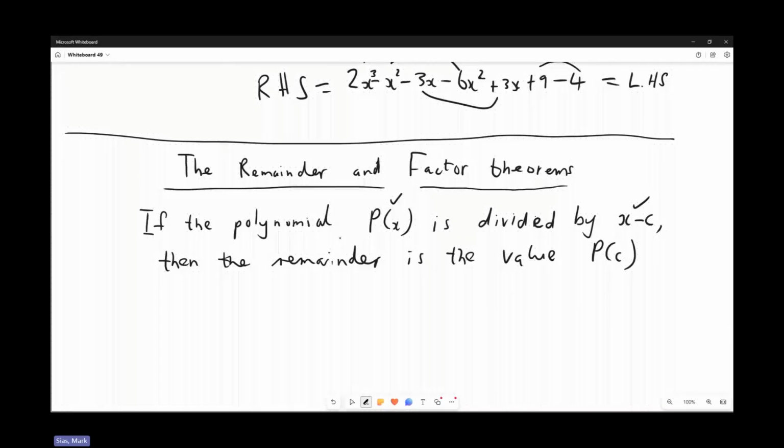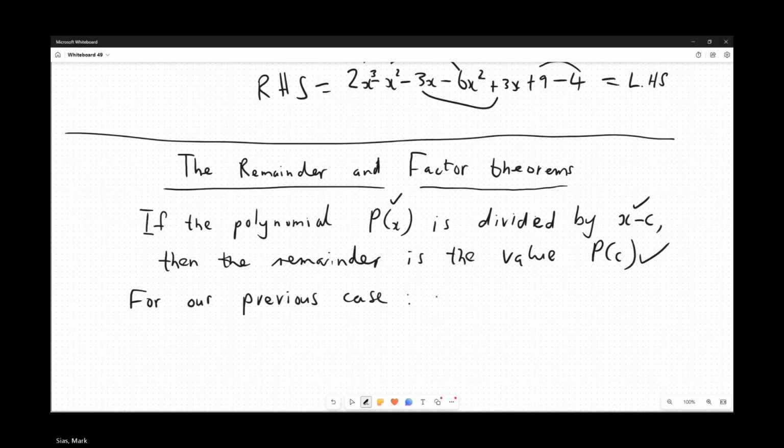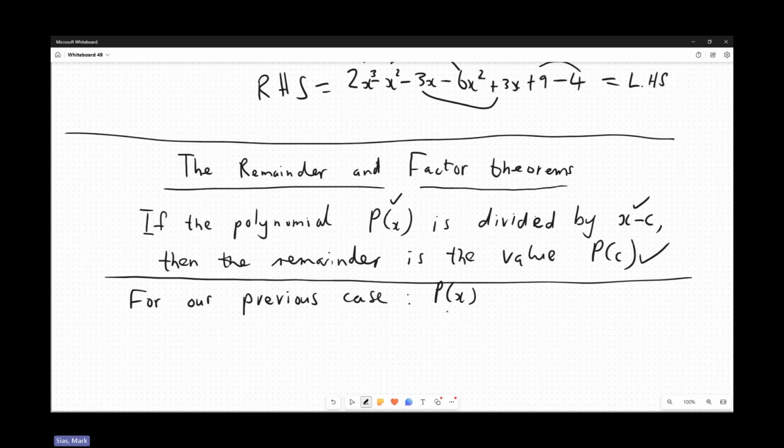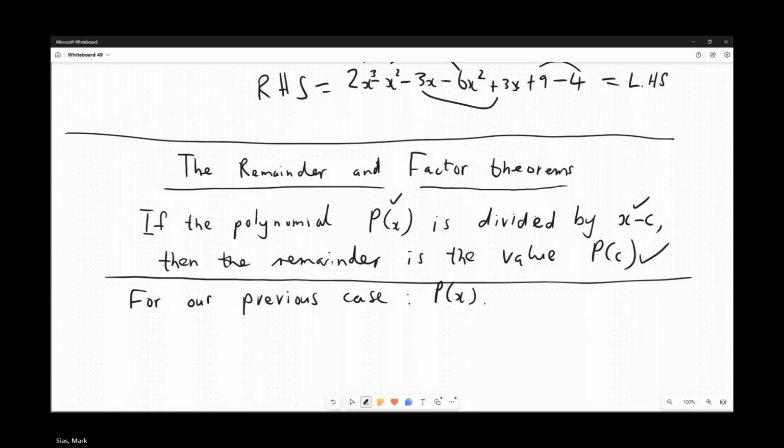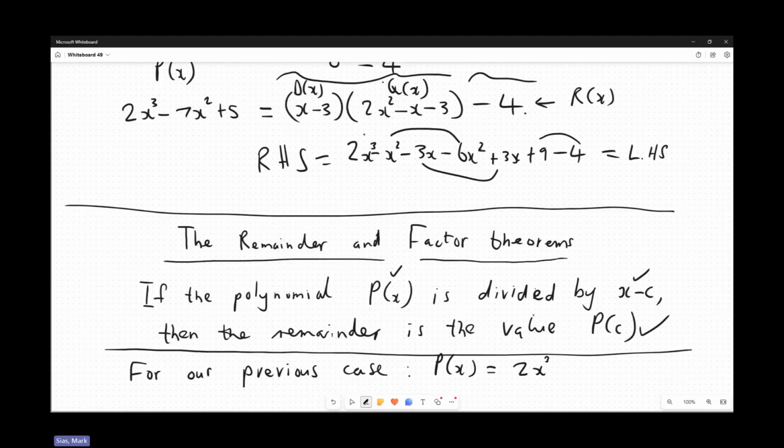Right. So if the polynomial p of x is divided by x minus c, then the remainder is the value p of c. What was our polynomial? For our previous case, let's see if it works under this theorem. We want to apply this theorem now. So for our previous case, p of x was equal to 2x cubed minus 7x squared plus 5.